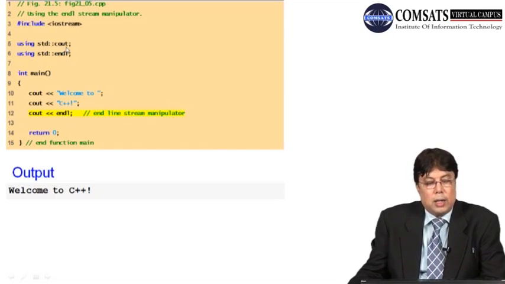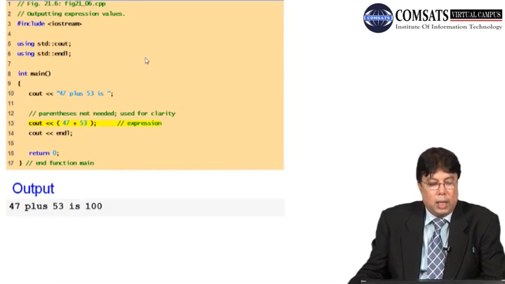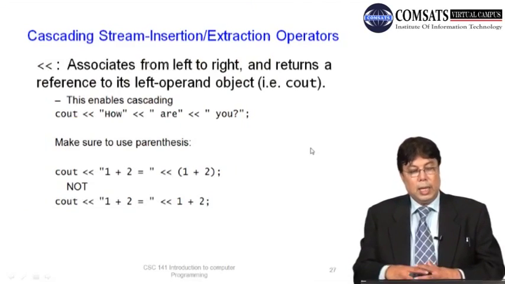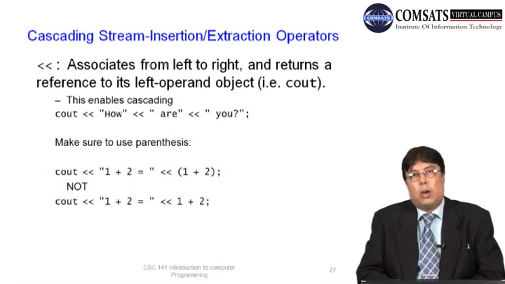Okay, using std::cout. And here what we can do also is, 47 plus 53 is, cout, and then we can put an expression here, and after the expression we can put the manipulators, the parameterized manipulators. This one is just a manipulator, not parameterized, but you can use it with the help of this object here. So we can just write 47 plus 53 is, this is the string, and this is the output of the expression here. So cascading of the stream insertion operator is also allowed.